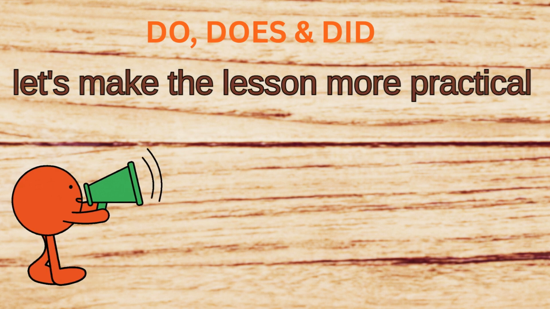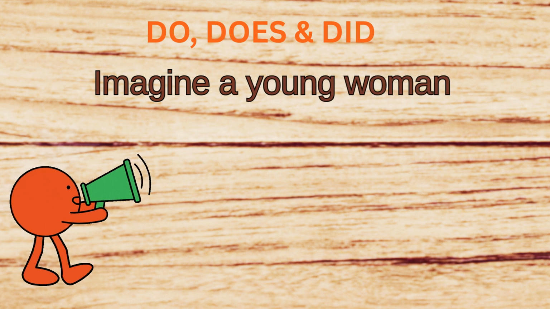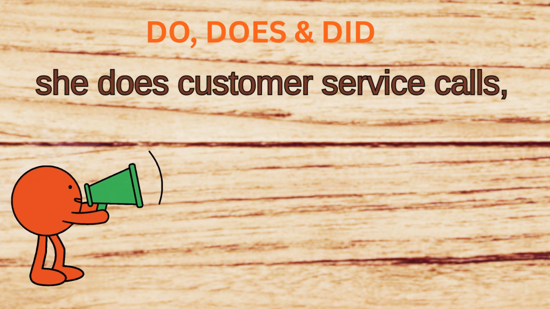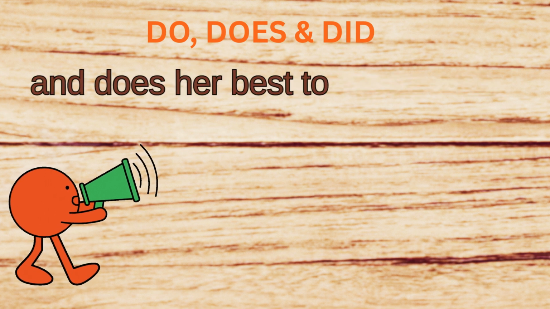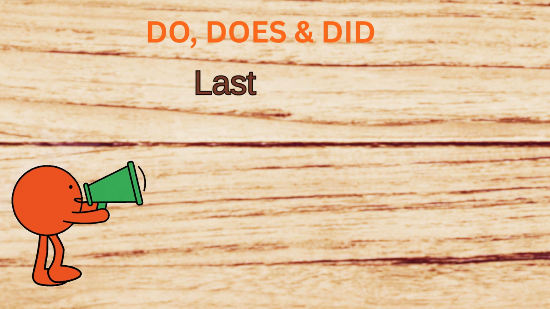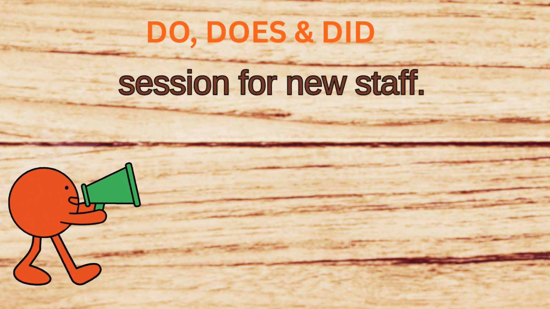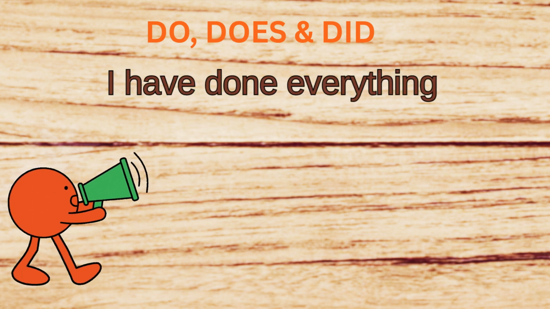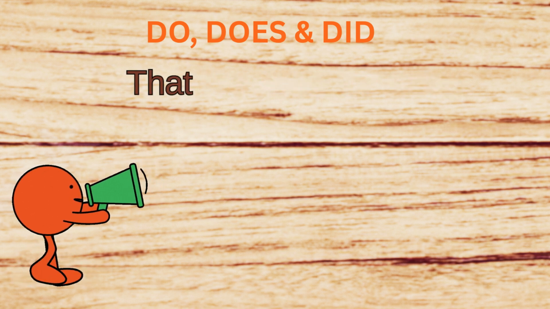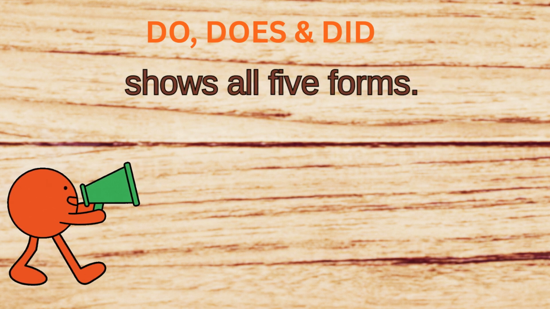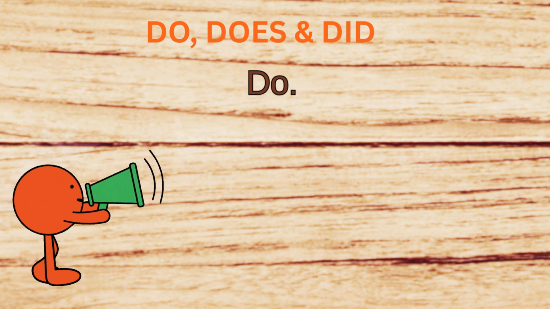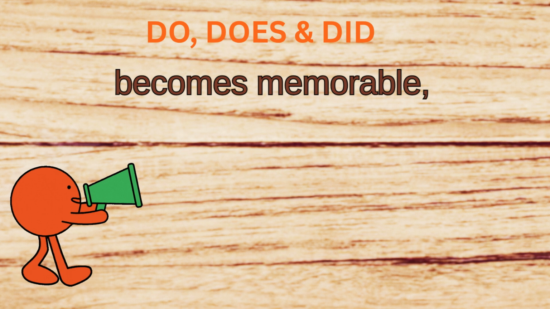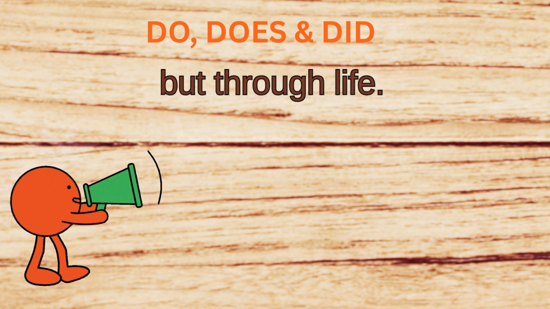Now, let's make the lesson more practical with a story. Imagine a young woman named Selam working in a travel office in Nairobi. Every morning, she does customer service calls, does her paperwork, and does her best to help tourists understand their itinerary. Last week, she did a full training session for new staff. By the end of the day, she was exhausted, but she told her friend, I have done everything on my list, and now I'm done for today. That one short story shows all 5 forms. Does, do, did, done, doing. This is how grammar becomes memorable, not through isolated rules, but through life.